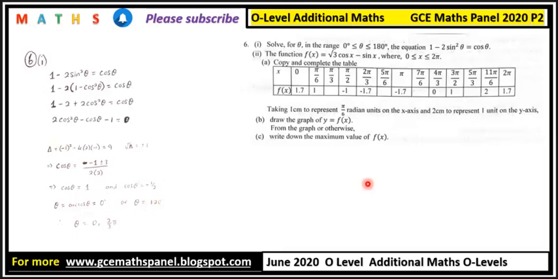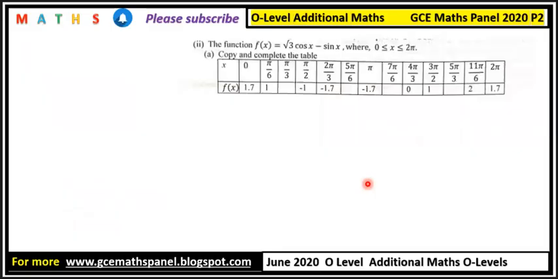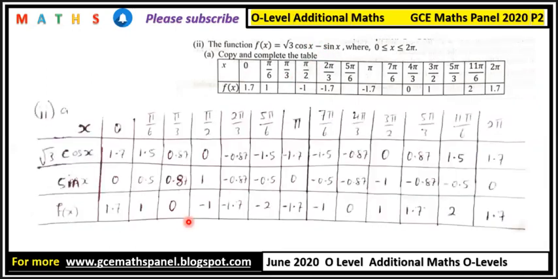Question 2 of the equation. The function f of x is defined as root 3 cos x minus sine x, where x lies in the interval 0 to 2 pi. Copy and complete this table. So some values have already been given. For us to copy and complete this table, we will need the value of cos x for each of these values of x. And we equally need the value of sine x for each of these values of x. So we can write our table as follows.